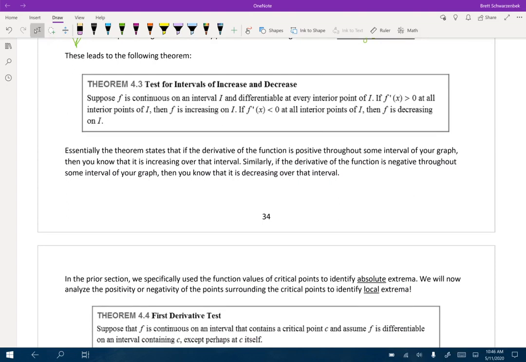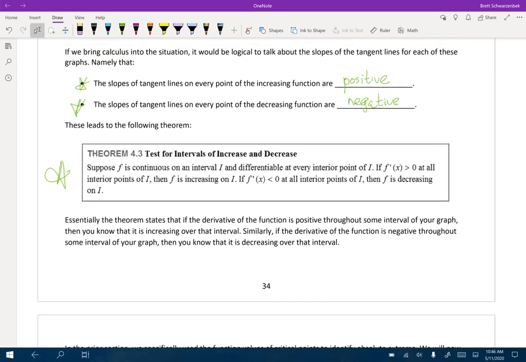Okay, just to summarize our theorem here: suppose f is continuous on some interval and differentiable at every interior point of that interval. Again, just like we have seen before, continuous and differentiable. Then if the derivative is greater than 0, in other words positive at all interior points, then f is increasing. If the derivative is negative at all interior points, then f is decreasing. That is the theorem for the test on any interval.